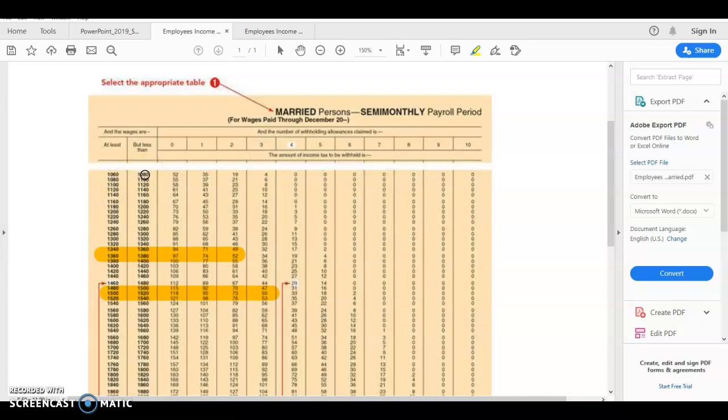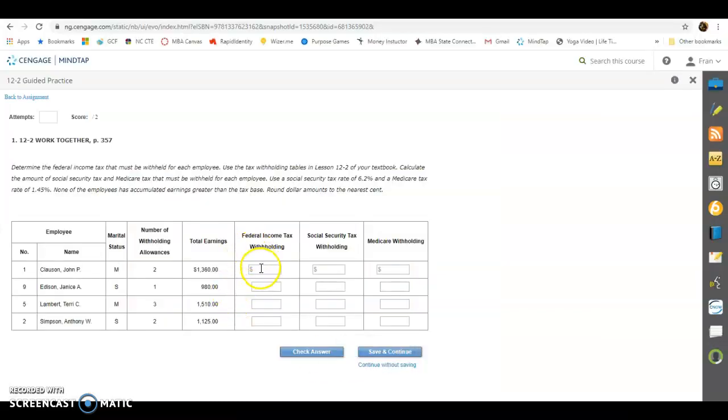All right, so John Clausen made $1,360 and has 2 allowances. So we come over here until we can find $1,360. Well, there it is, but it has to be less than $1,360. He made $1,360, so we have to go to this line, and if you follow it across to 2 exemptions, okay, there's the 2 column, you come up with $52. All right, so that's going to be our first one. $52.